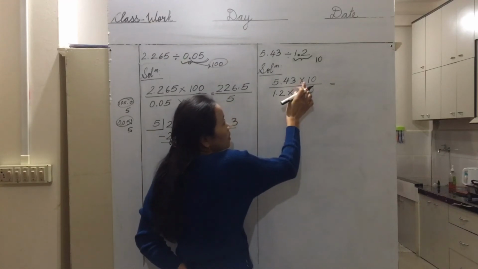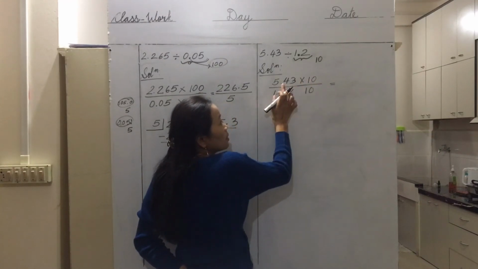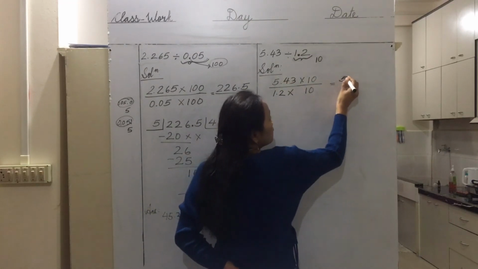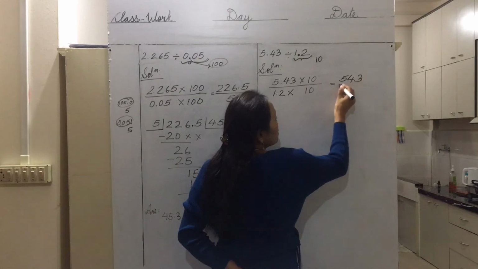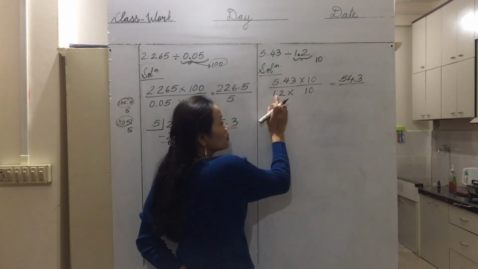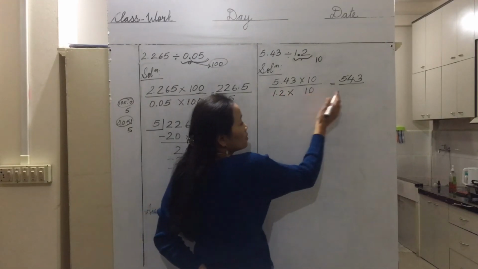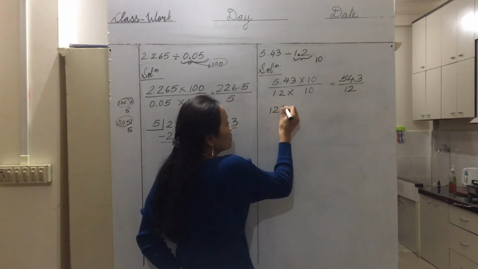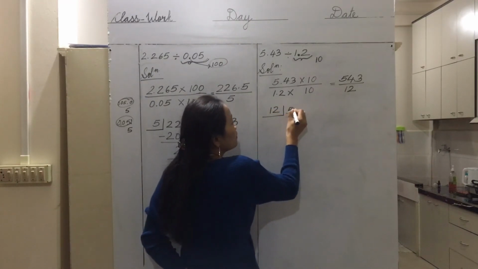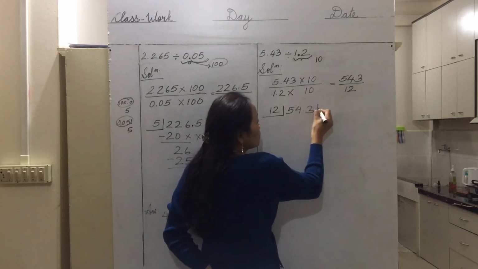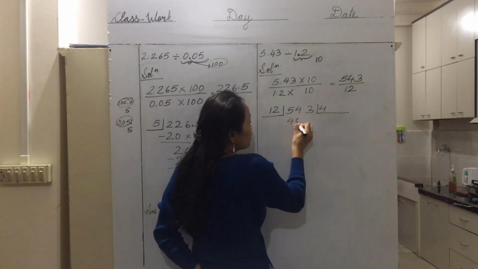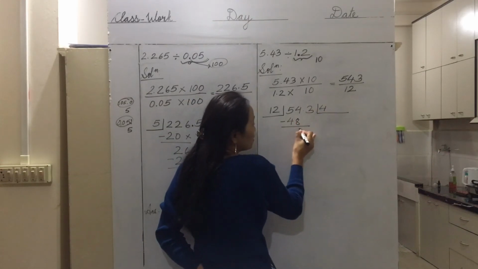Now when we multiply this, there's 1 zero here. That means the point will move 1 step to the right. Then it becomes 54.3 divided by 12, since your point was between 1 and 2 and moves 1 step to the right, right? Then 12 will divide 54.3. 12 4 times 48. We subtract, we get 6.